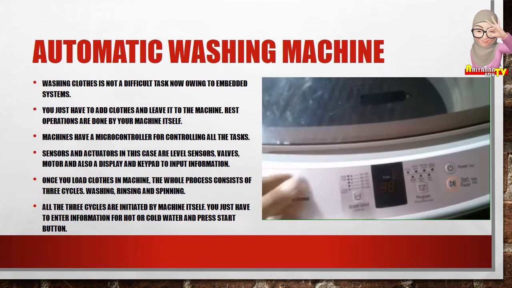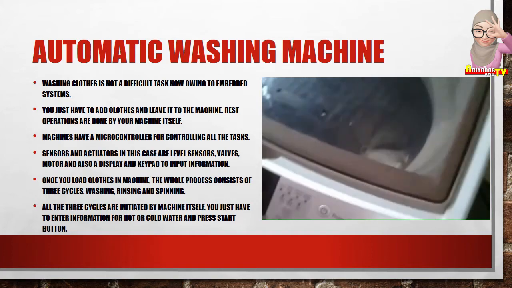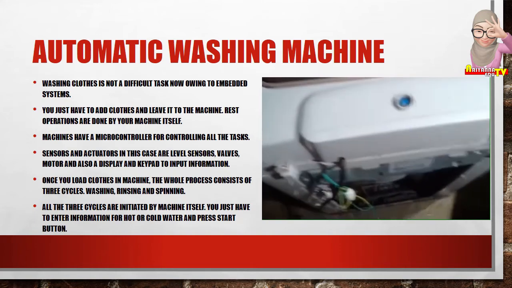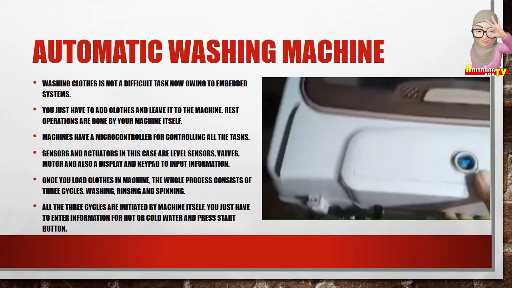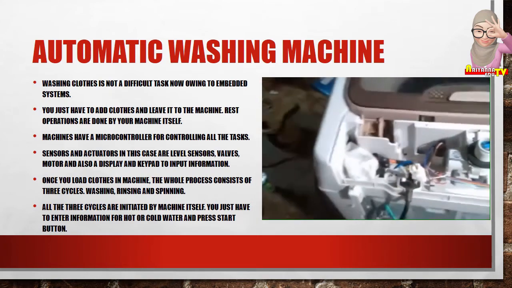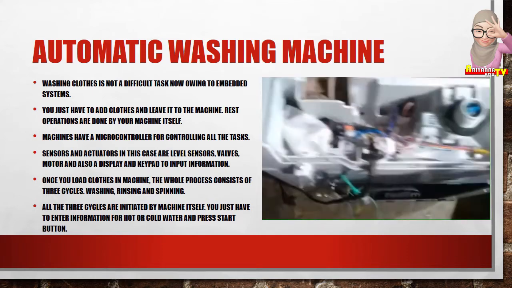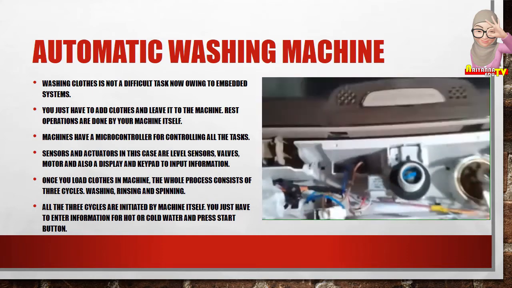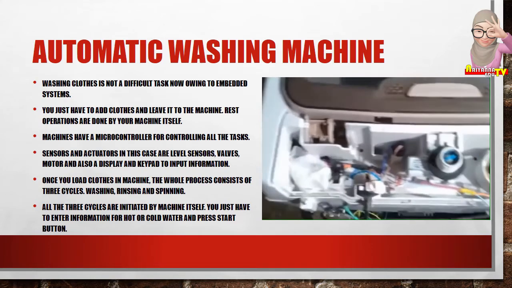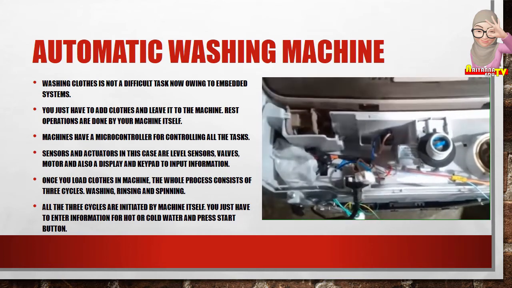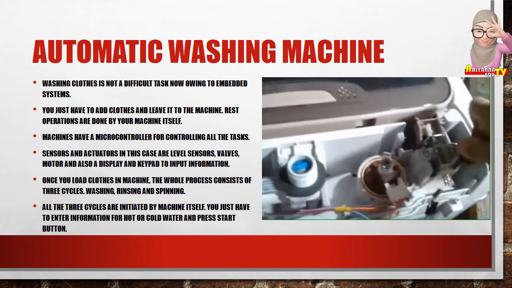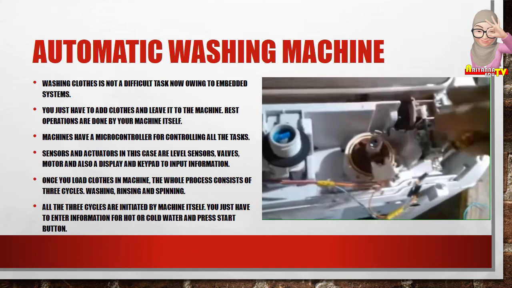Washing clothes is not a difficult task now owing to embedded systems. You just have to add clothes and leave it to the machine. The rest of the operations are done by the machine itself. Machines have a microcontroller for controlling all the tasks. Sensors and actuators in this case are level sensors, valves, a motor, and also a display and keypad to input information. Once you load clothes in the machine, the whole process consists of three cycles: washing, rinsing and spinning. All three cycles are initiated by the machine itself. You just have to enter information for hot or cold water and press the start button.